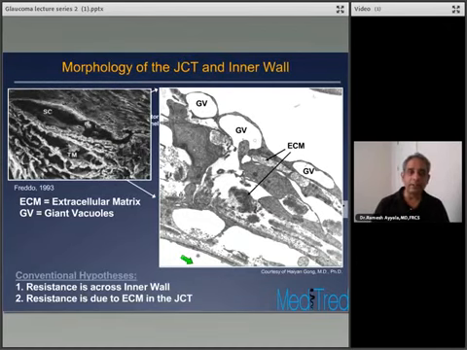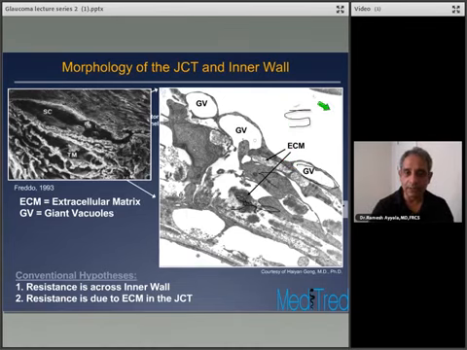Now let's look at the JCT, or the juxtacanalicular tissue, and the inner wall of the Schlemm's canal. When you look at the electron microscopy picture of this location, you will see that the area is studded with a lot of extracellular matrix. We'll talk briefly about this in a little while. And then you'll see a scattering of empty spaces, what are considered giant vacuoles. And here is the Schlemm's canal. So this is the Schlemm's canal, okay?